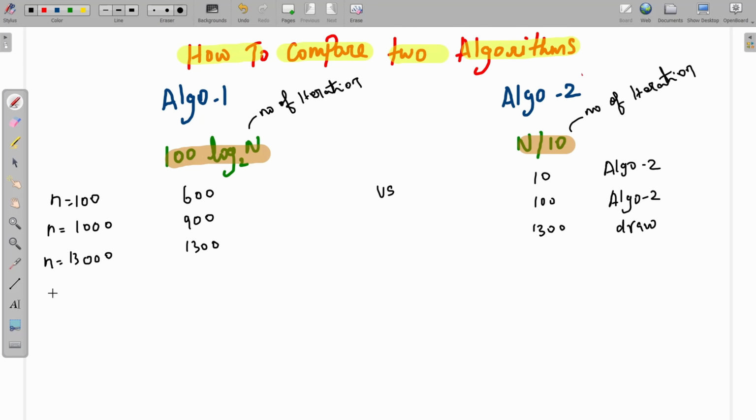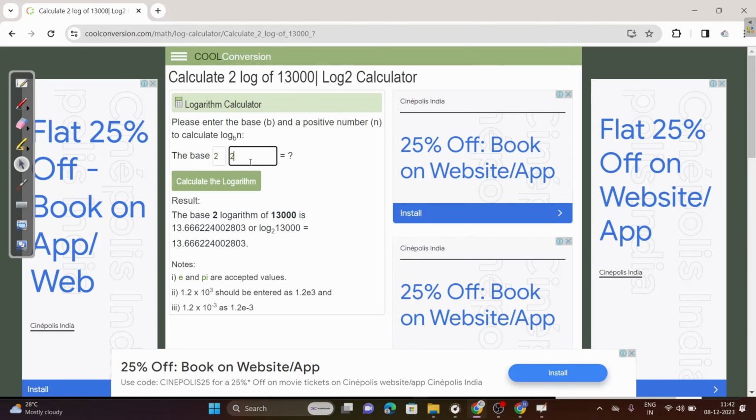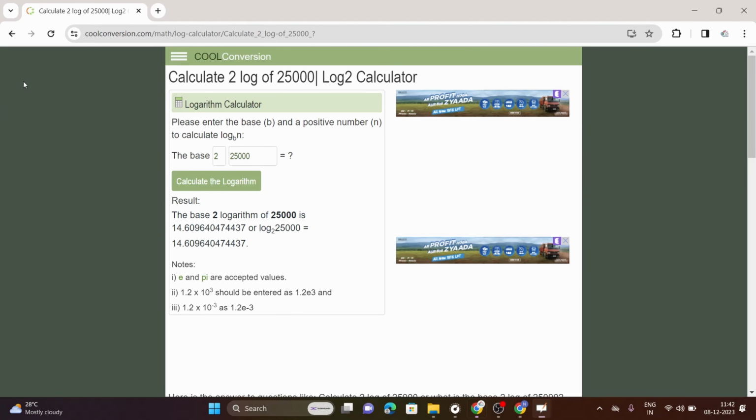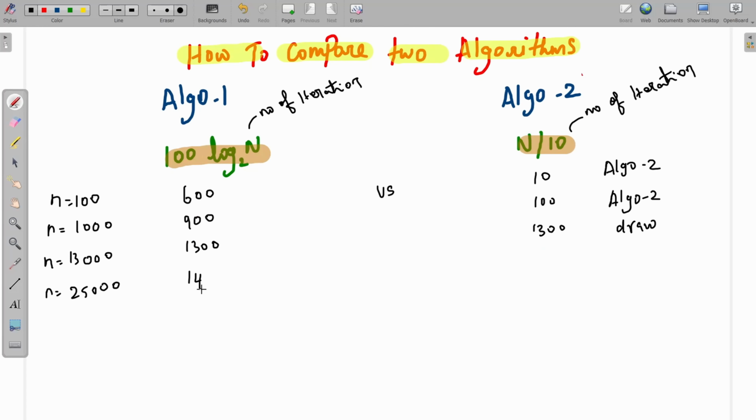Fine. Let's take n as 25,000. If it is 25,000, what will be my log value? My log value will be 14. So 14 into 100 is 1400. And 25,000 divided by 10 is 2500. So my winner will be algorithm 1. In this case, my winner will be algorithm 1, right?